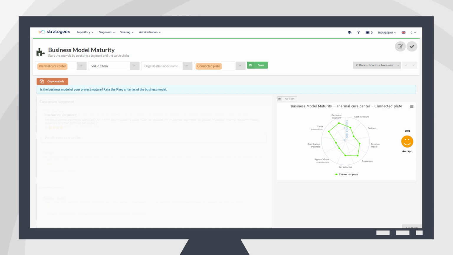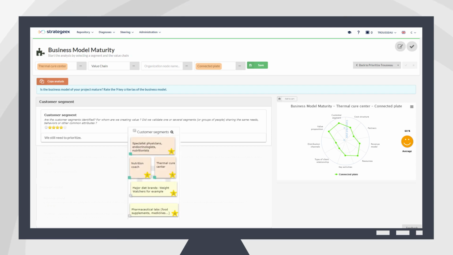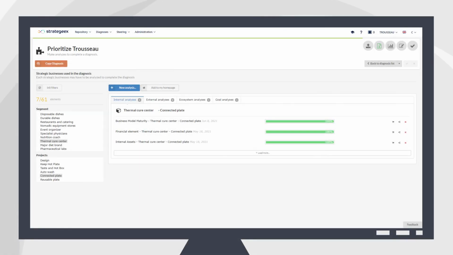The ninth item concerns the customer segments. Are they all identified? Is the one treated by the questionnaire well mastered and understood? Have you clearly identified their expectations? In our example, we have made progress on the study of the spa segment, but it is not totally completed. We give 4 stars.